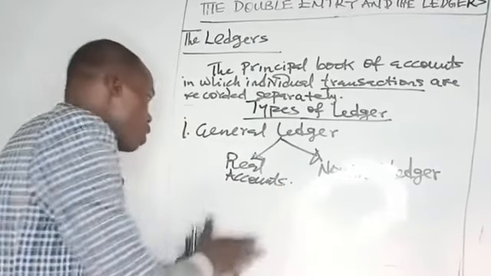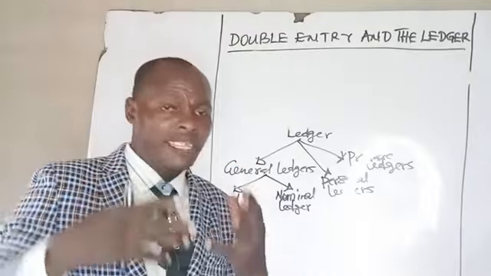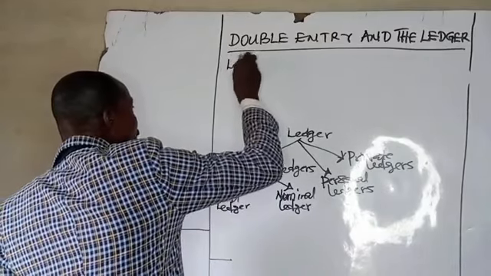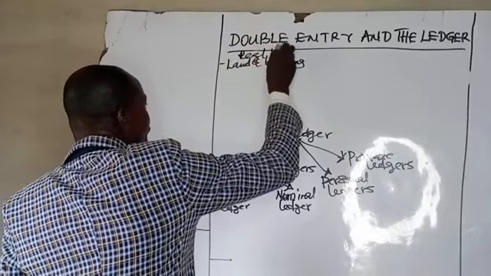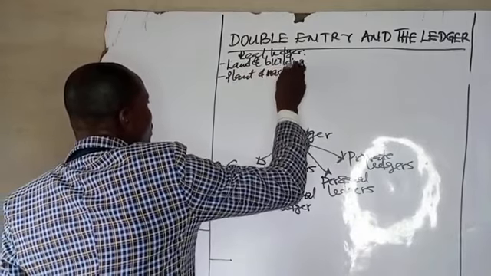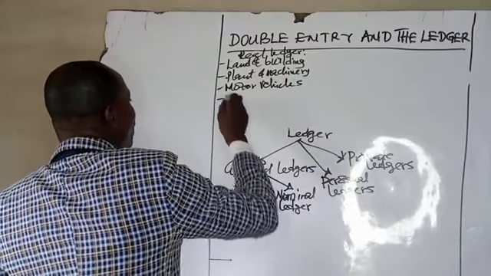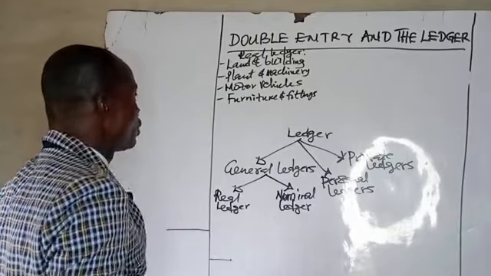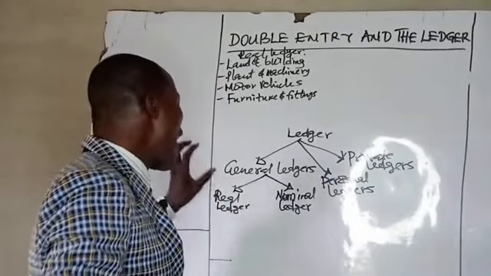The real ledger is the ledger for tangible assets, assets that can be seen or touched, such as land and building, plant and machinery, motor vehicles, furniture and fittings, etc. So we use the real ledger to record the tangible assets or tangible items.